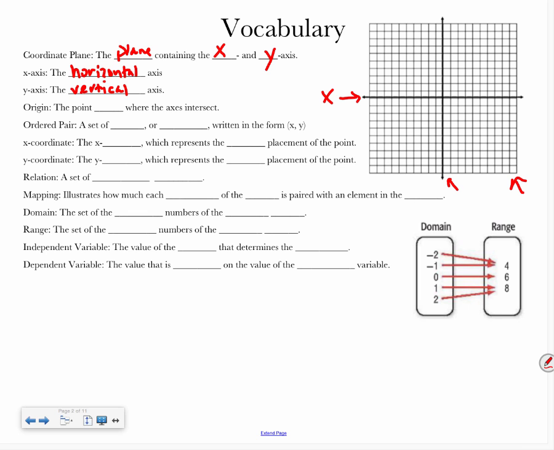So our y axis. The origin is the point 0, 0, where the axis is singular, axes is plural, okay? So the point 0, 0, where the axes intersect. So this is the origin.